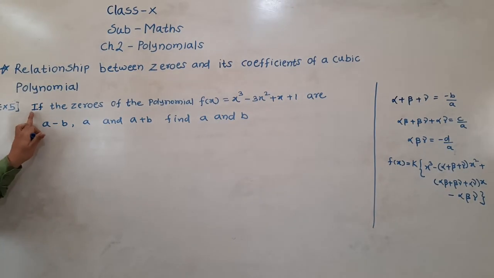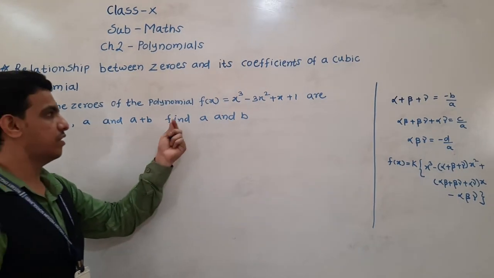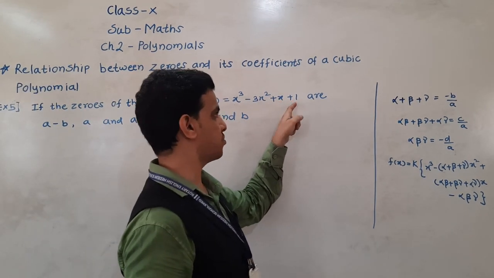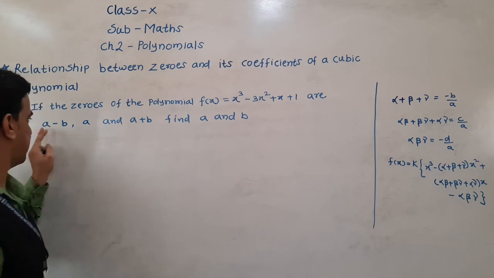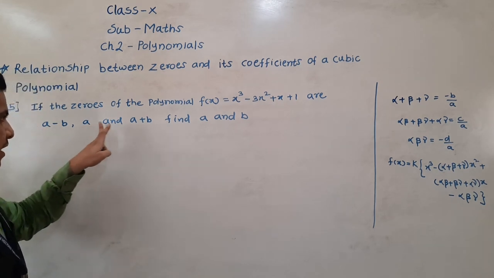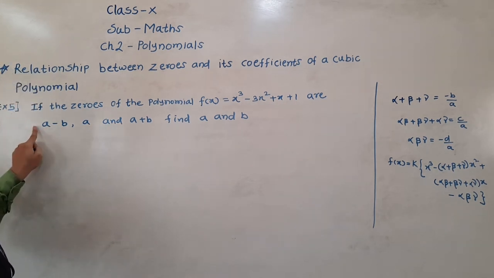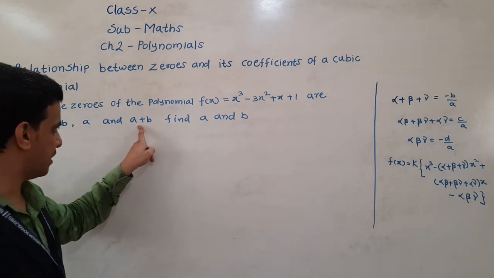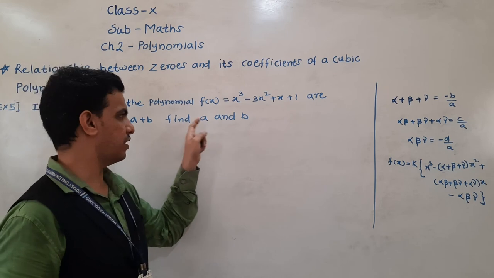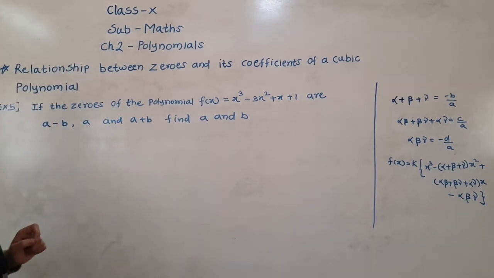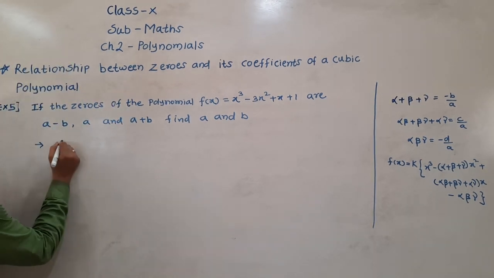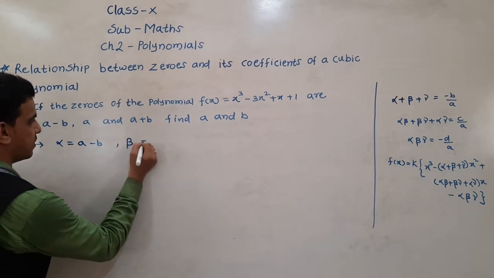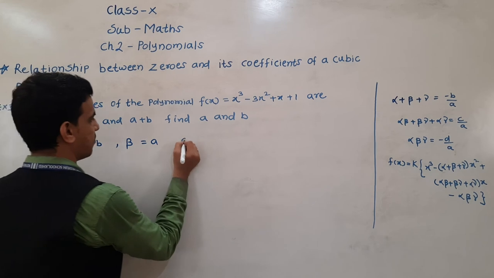The fifth example is, if the zeros of the polynomial f of x is equal to x cube minus 3x square plus x plus 1 are a minus b, a and a plus b, which means alpha is a minus b, beta is a, and gamma is a plus b, then we have to find the value of a and b. Okay, so first I am writing this: alpha is equal to a minus b, beta is equal to a, and gamma is equal to a plus b.